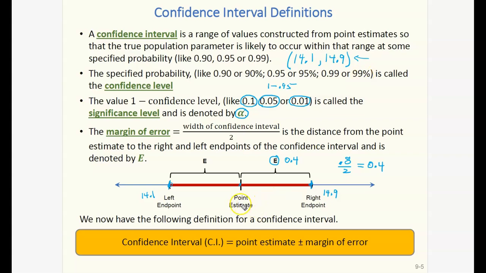Now, you'll notice that the confidence interval is constructed by taking your point estimate. For example, in the previous discussion we had, if this were 14.5, your confidence interval is your point estimate plus and minus your margin of error. So that's another formula that we'll use.